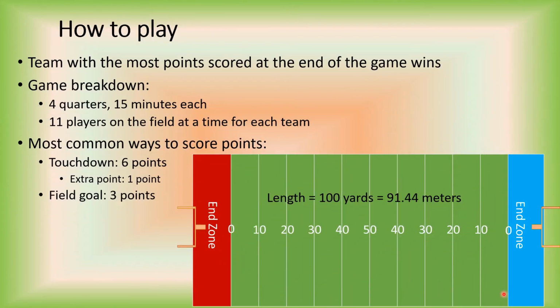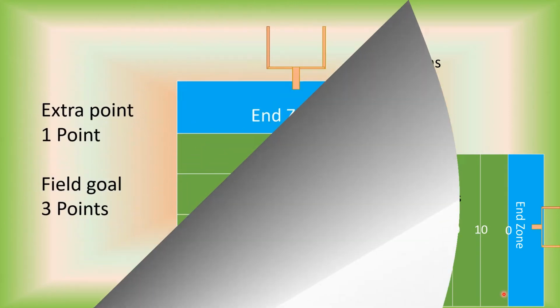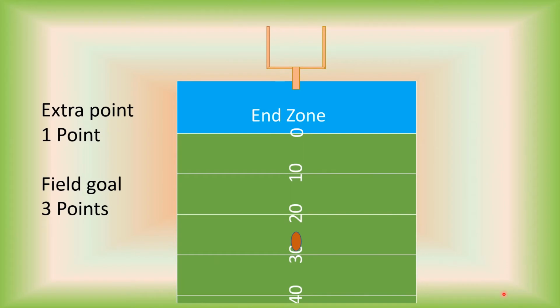The most common ways of scoring points are a touchdown, which is worth 6 points, and a field goal, which is worth 3 points. You get a touchdown by carrying the ball across the goal line and into one of these end zones. And a field goal is got by kicking the ball through the uprights that you see here on either side of the end zone. An extra point is a field goal attempt from 33 yards that only occurs after you score a touchdown.